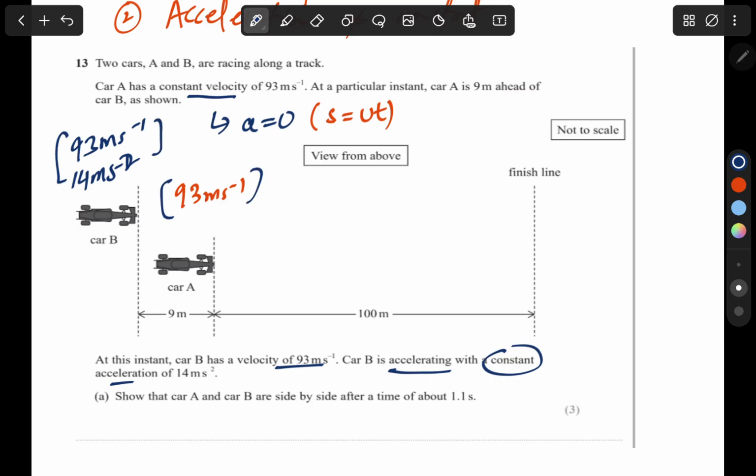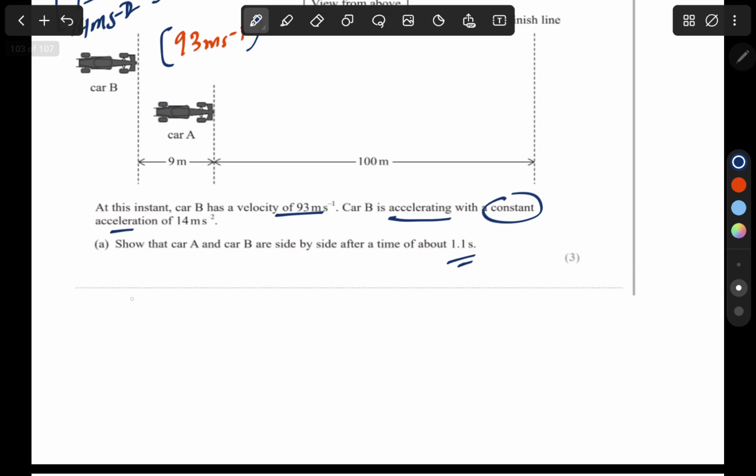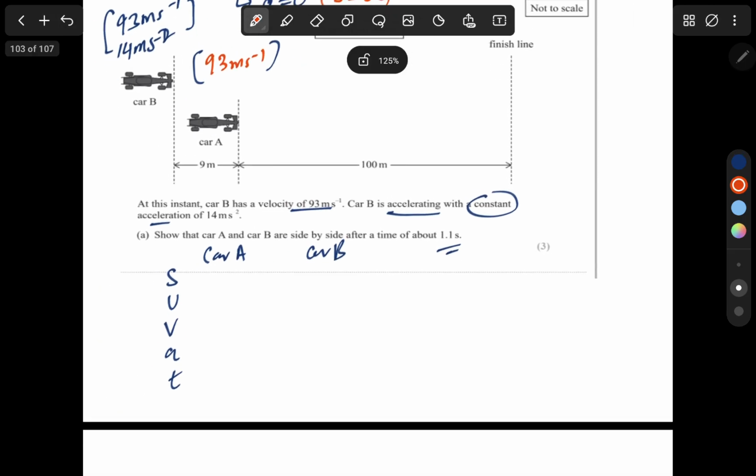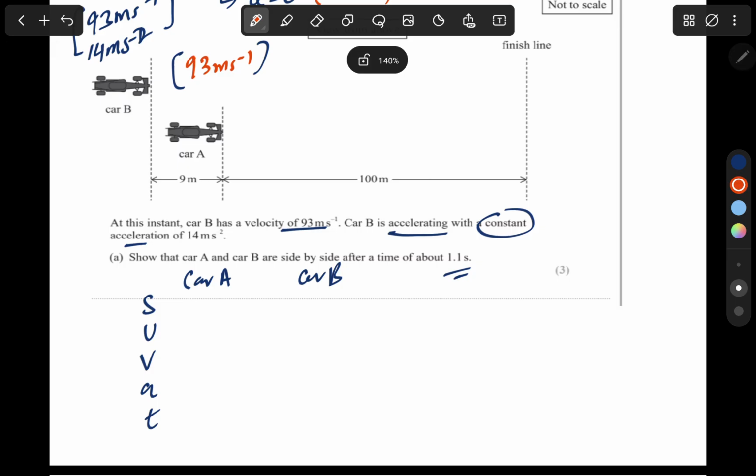Then they say, show that car A and B are side by side after a time of about 1.1 seconds. So we have to find this time, right? So let's do SUVAT. This is for car A, this is for car B. Carefully read the question, I'll put the values in. This is the distance traveled by car A, and I'll let this be the distance traveled by car B.